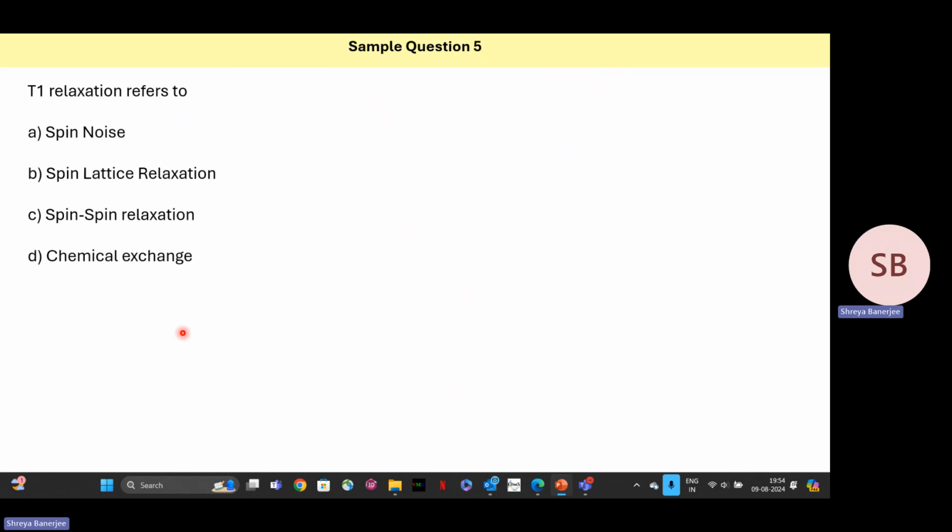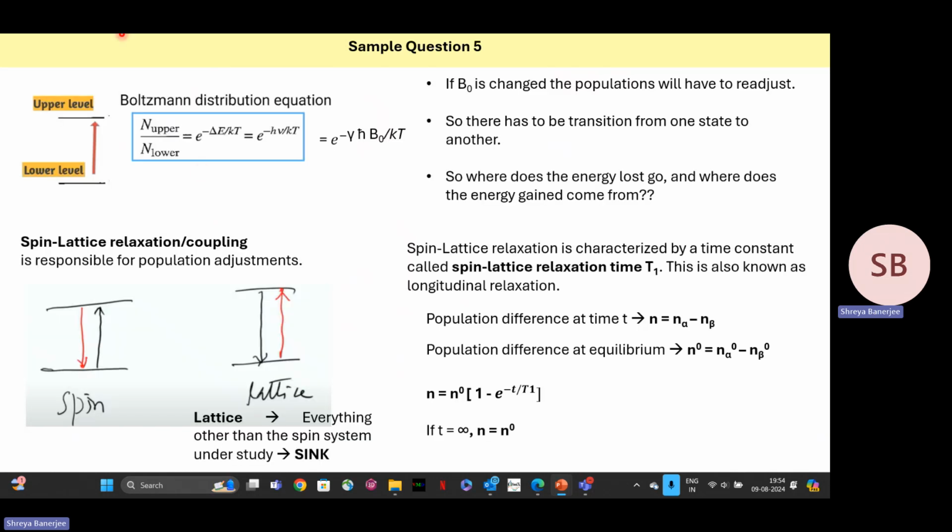Then you have a question asking that T1 relaxation is what? So T2 relaxation we know is spin-spin relaxation. T1 relaxation is actually spin lattice relaxation. So what spin lattice relaxation is, is that when you are supplying energy to a system, the population difference between upper and lower levels is changing. But eventually the population will go back to the equilibrium population that is there. And that is called your spin lattice relaxation.